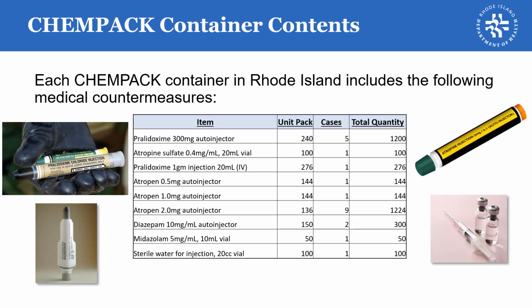CHEMPACK contains 3 main medications: atropine, pralidoxime or 2-PAM, and either diazepam or midazolam. These medications are primarily in auto-injector form. The auto-injectors make it easier to administer precise dosing in a range of settings, like in the field or in a hospital emergency department. The atropine and pralidoxime auto-injectors in the containers are stored separately as individual auto-injectors. The CHEMPACK containers also include multi-dose vials of atropine, pralidoxime, and midazolam.